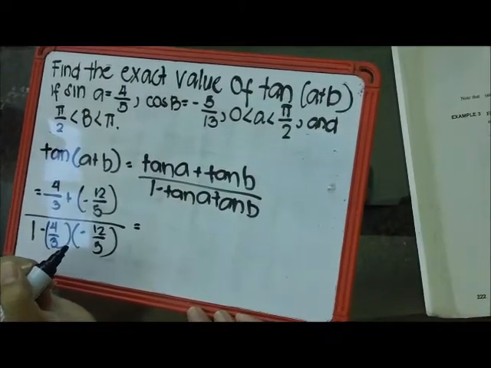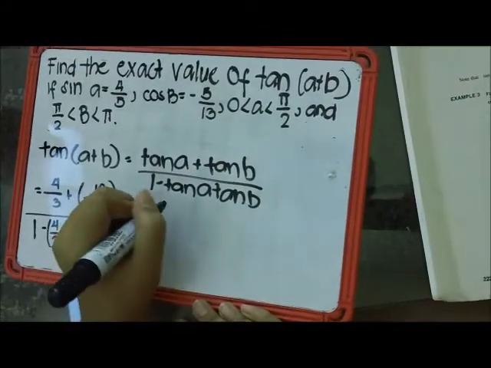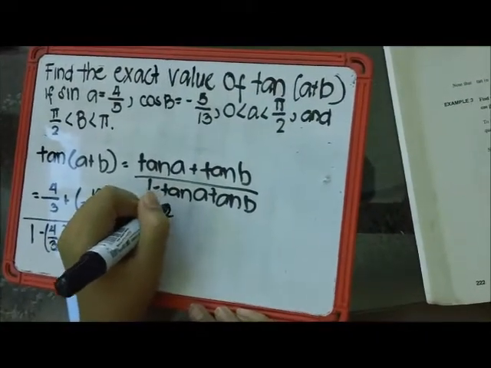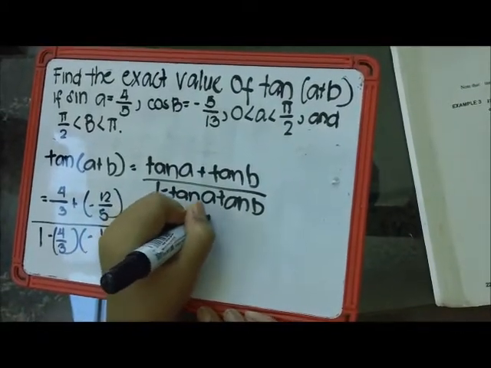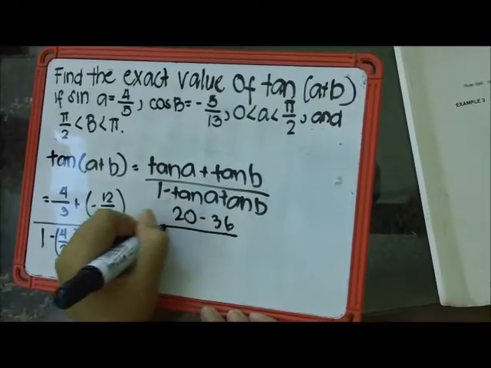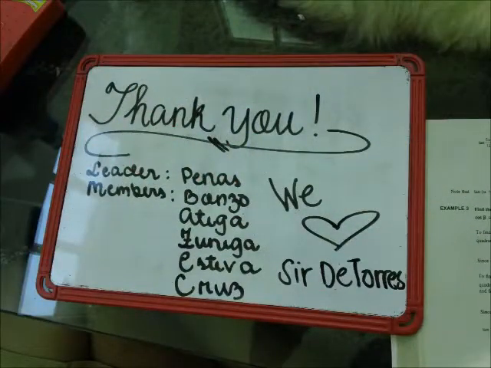It will then be simplified into 20 minus 36 all over 15 all over 21 over 5. You then reciprocate 21 over 5 and multiply it to negative 16 over 15. You will get the final answer, which is negative 16 over 63.